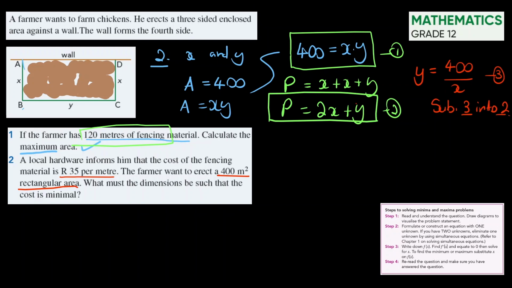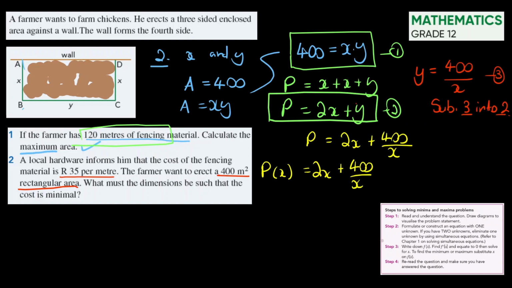And how will this look? This will be the perimeter is equal to 2x plus our y, which is 400 divided by x. So we can label it as P of x is equal to 2x plus 400 over x. Now we have formulated our formula.